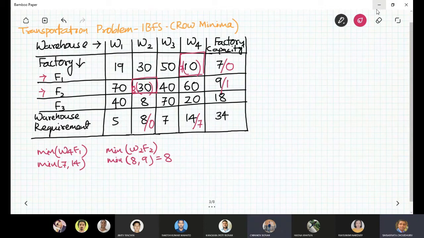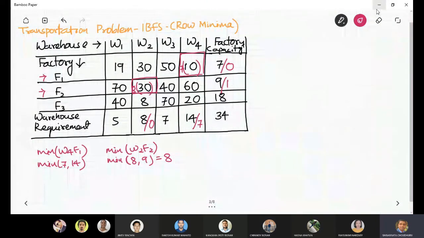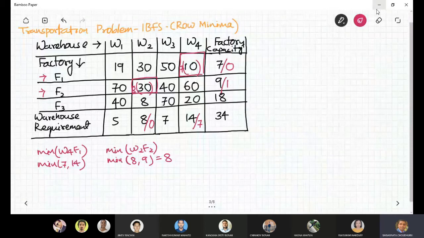Okay. So what should I do now? W3 F2. Why W3 F2? Because 1 is left out and capacity 1. The remaining 70, 40 and 60 between W1 F2, W3 F2 and W4 F2. The minimum is this one. So I'll allocate 1 over here. When I am allocating 1 over here, this becomes 6 and this becomes 0.